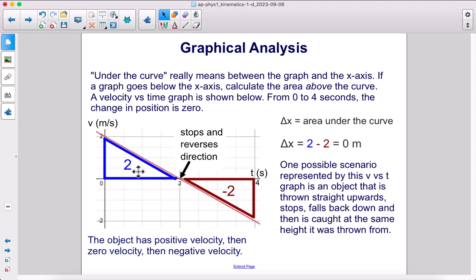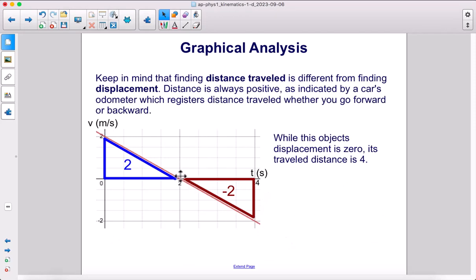So here is a velocity versus time graph. From 0 to 4 seconds, the change in position is 0. Displacement is 0. By the way, this graph might be an object that has been thrown straight upwards. It slows down, comes to rest, and then speeds up back towards where it started. By the end, it ends up exactly where it started, so its displacement is 0. When you're calculating, the area above the x-axis will be positive, area below it is negative. That's why they add up to 0.